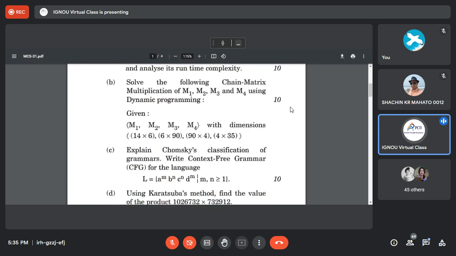Solve the following chain matrix multiplication M1, M2, M3. This is the question that we solved today, and it is a very, very important question. You will definitely get it in your question paper, for 10 marks.